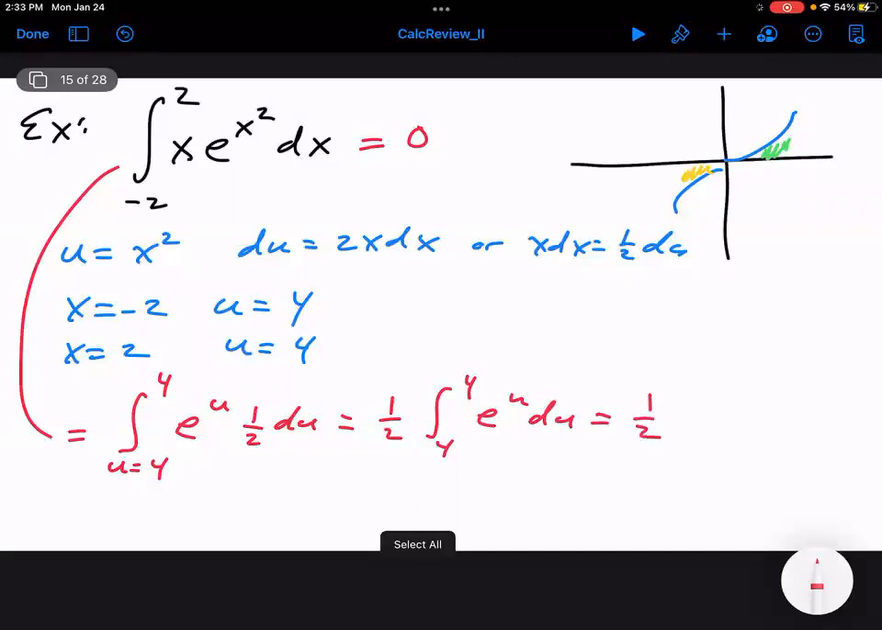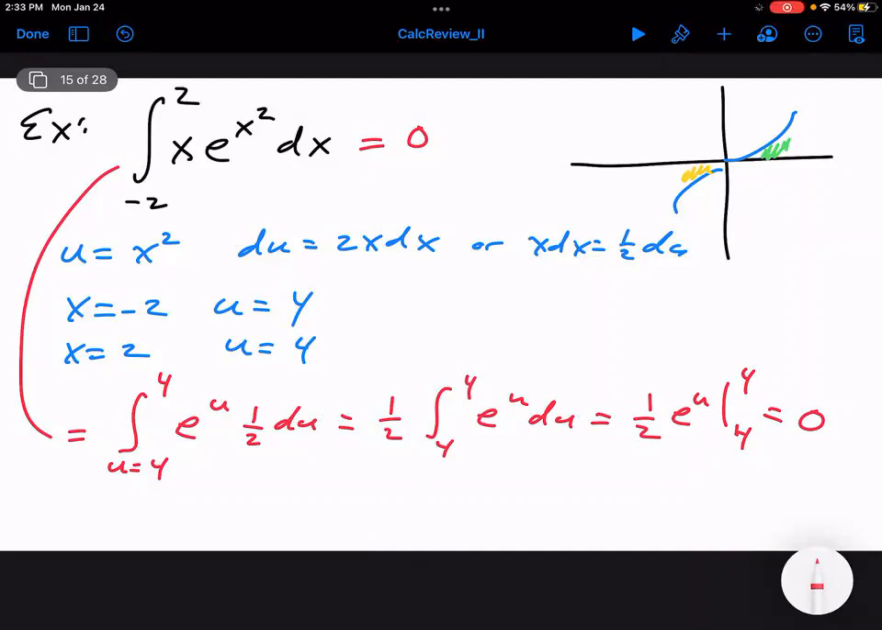Okay, I know the integral of e to the u is just e to the u, but in some sense, there's really no need of even doing this because I'm evaluating it. Oops, it's 4, not -4. I'm evaluating it at the same point. So it's just 0. So what went wrong?